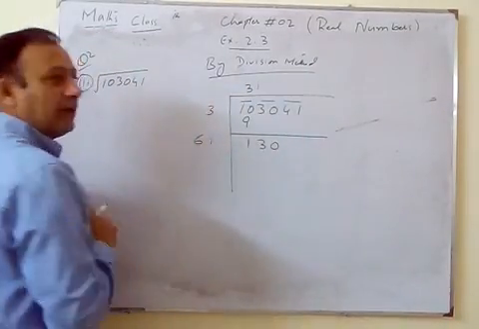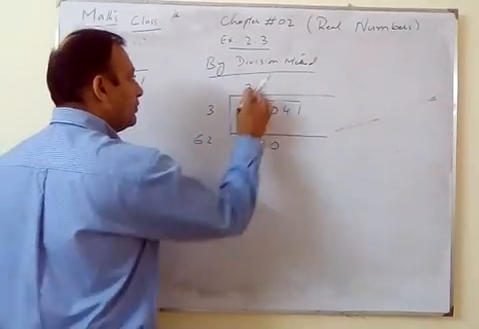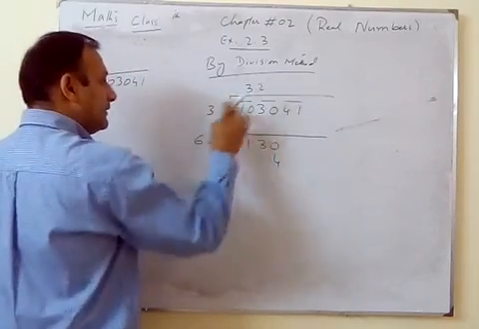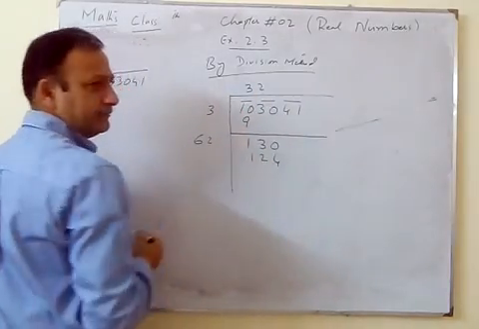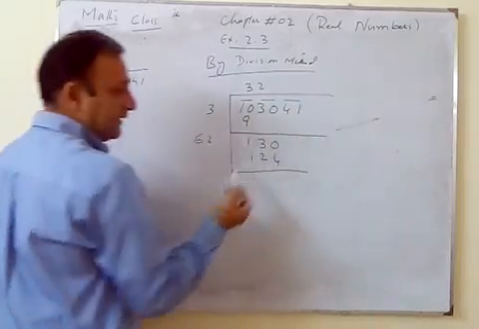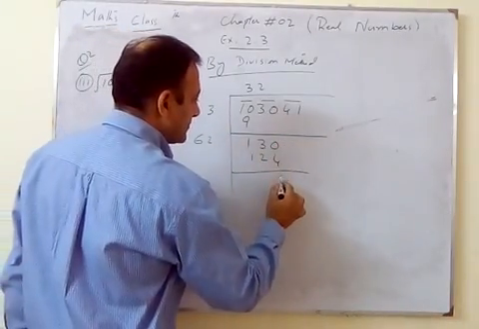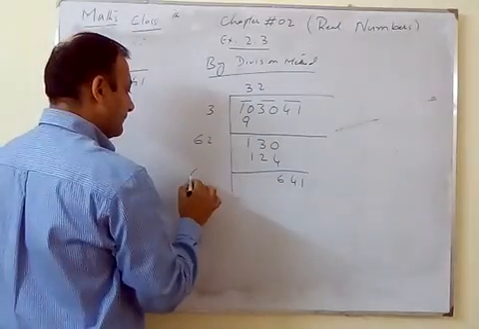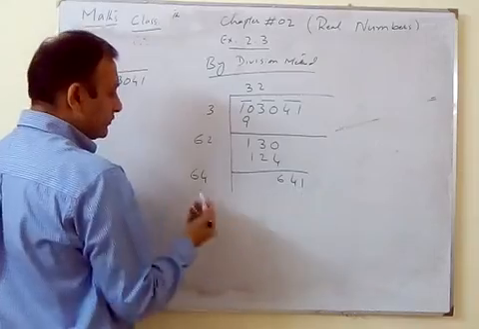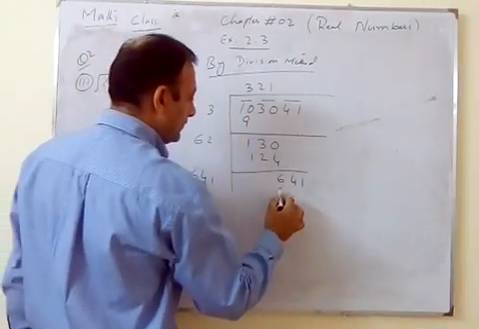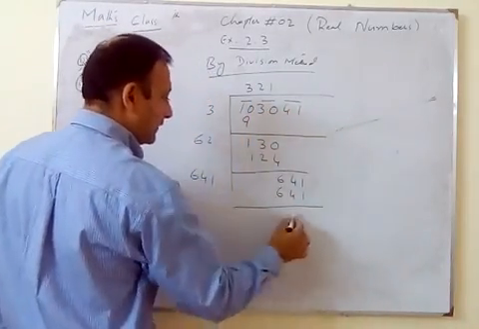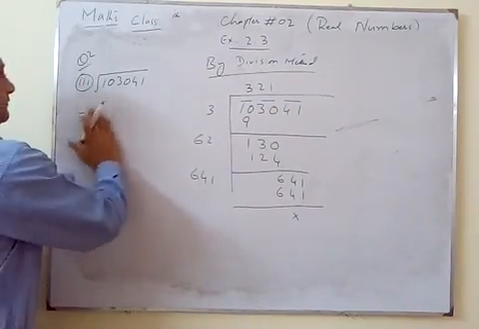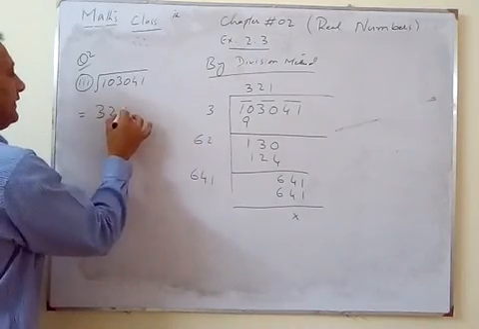So that is 61. If I take 2 here, I have to take 2 here also. 2 into 2 is 4 and 2 into 6 is 12. This is the nearest one. 641. Make it double. So 641, it is very clear. 1, 1. So the square root of 103041 is 321.